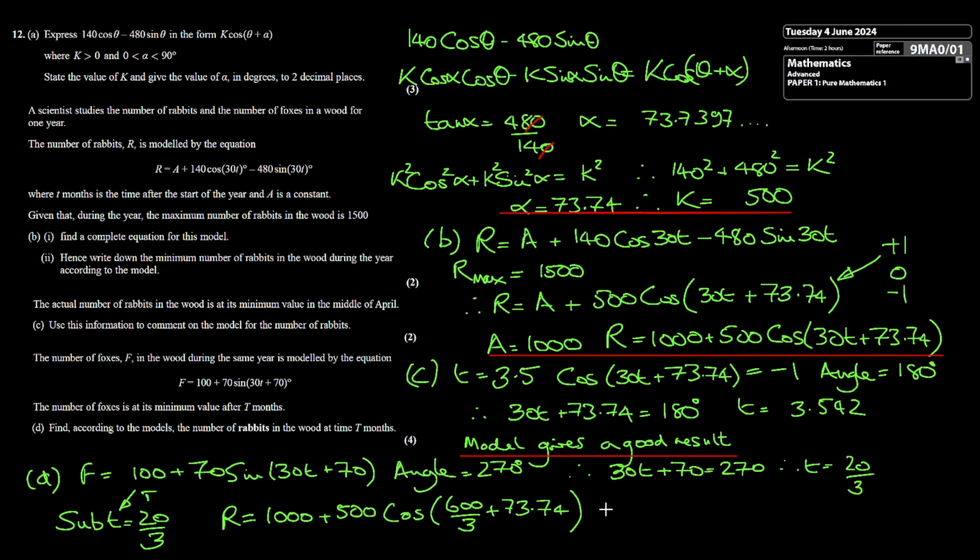And if you put that into a calculator, you get the answer of 1032.61 rabbits. So do you count the 0.61 rabbits as a whole rabbit? I suppose you do. So this is 1033 rabbits. And that's the answer for part D and the end of the question.